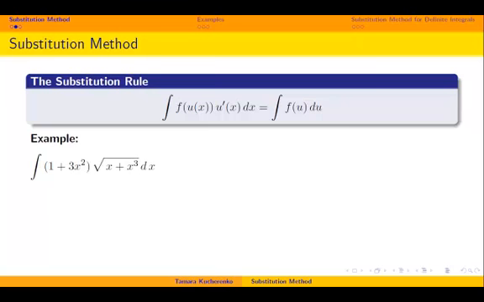Let's consider the following example. Integral of 1 plus 3x squared times square root of x plus x cubed dx. This integral contains the composite function square root of x plus x cubed. The inside function is x plus x cubed, and the derivative of the inside function also appears in the integral.